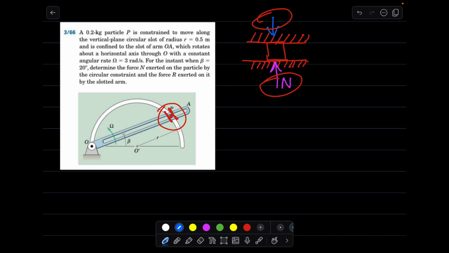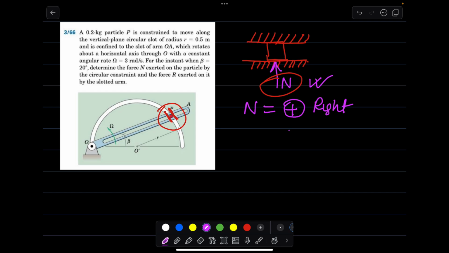Suppose I choose this normal force, and after my calculation the normal force is a positive value, then I will say my assumption was right. If I get a negative value of normal force, then I will say my assumption was wrong, and in fact the normal force is working in the reverse or opposite direction. So this is one concept here.